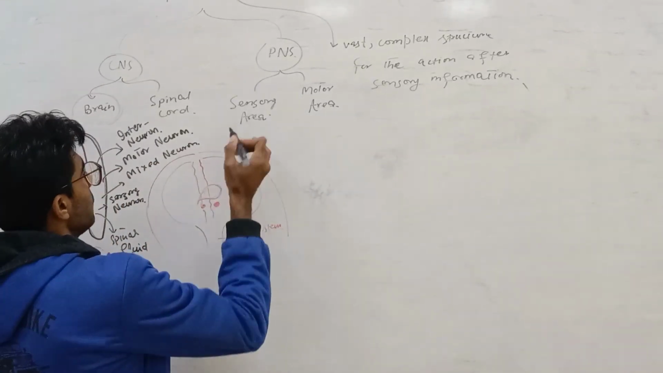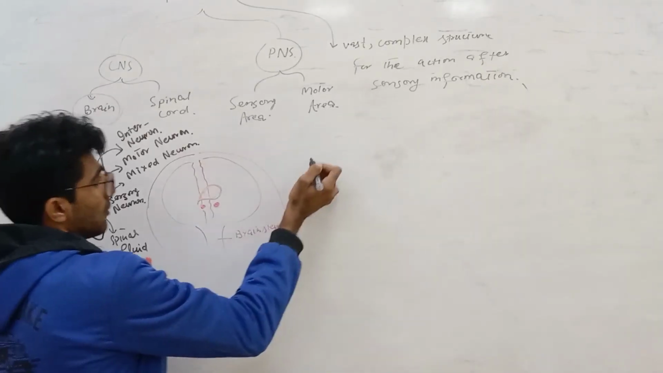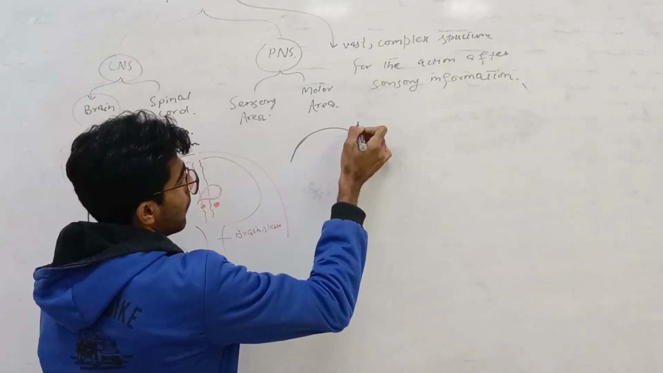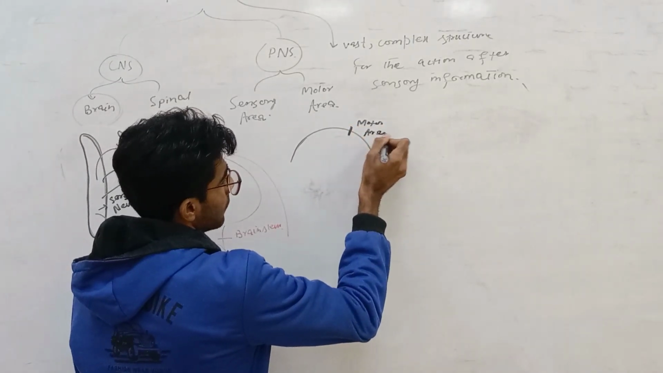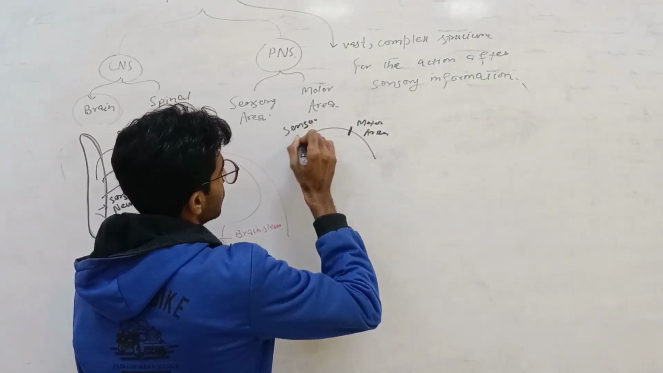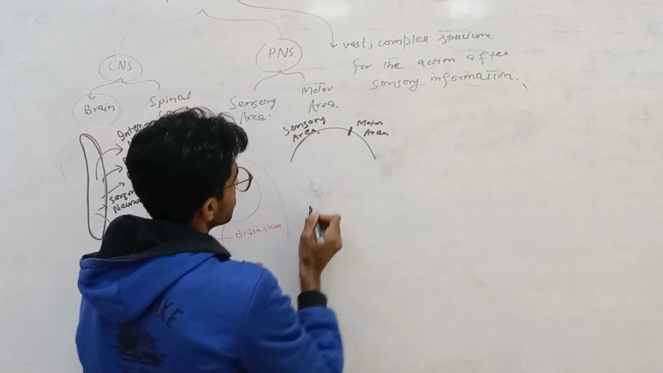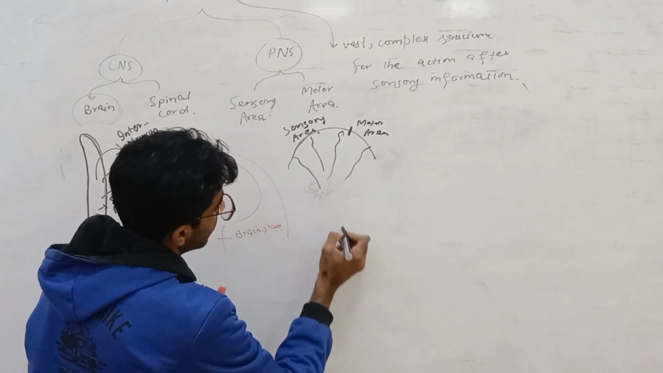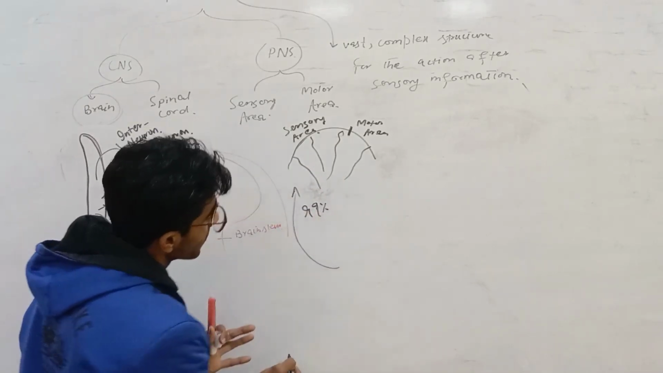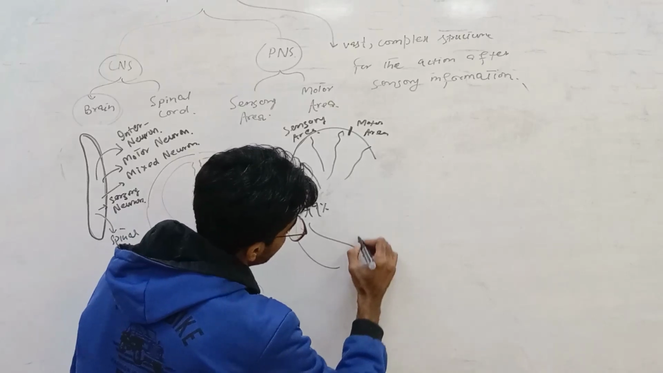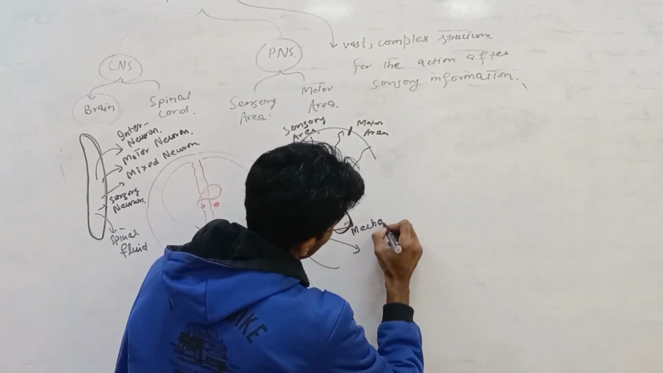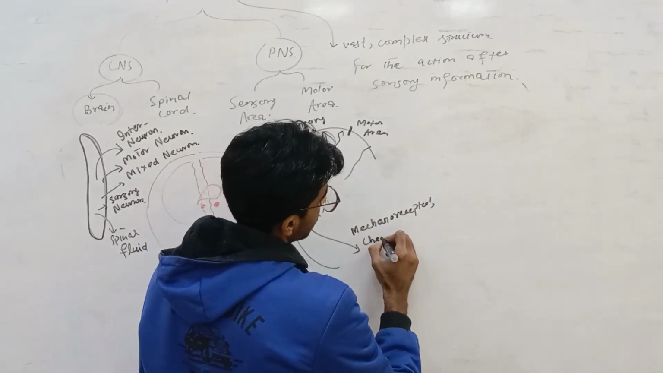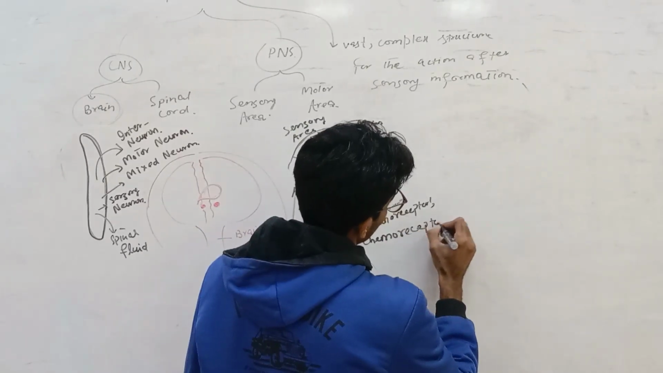Now, sensory information. Suppose we divide the brain into two regions. One is the motor area, another is the sensory area. This sensory area stores 99% of the information from the receptors. One is mechanoreceptors, chemoreceptors, thermoreceptors.